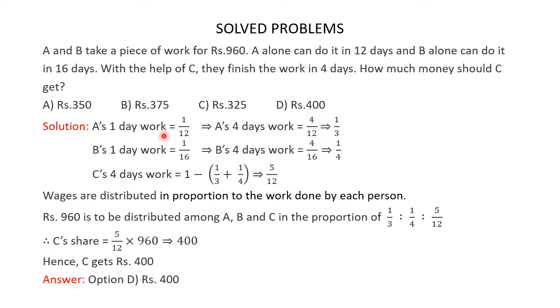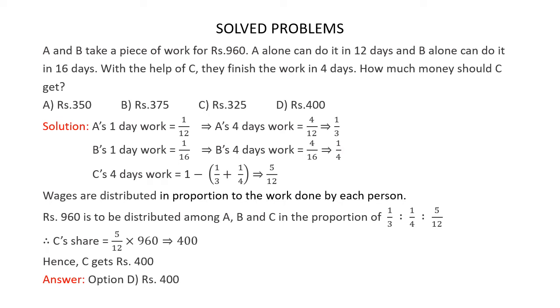So now if A's 1 day work is 1 by 12, then A's 4 days work will be 4 by 12, which is nothing but 1 by 3. If B's 1 day work is 1 by 16, B's 4 days work will be 4 by 16, which is nothing but 1 by 4. So in those 4 days, A has done 1/3 of the work and B has done 1/4 of the work.